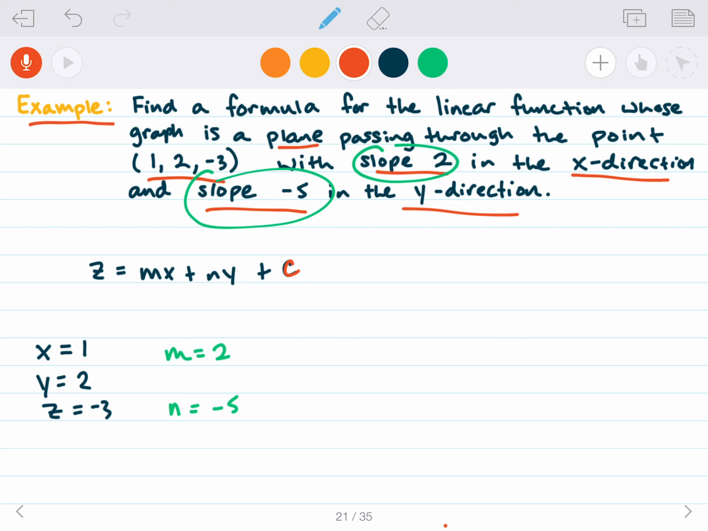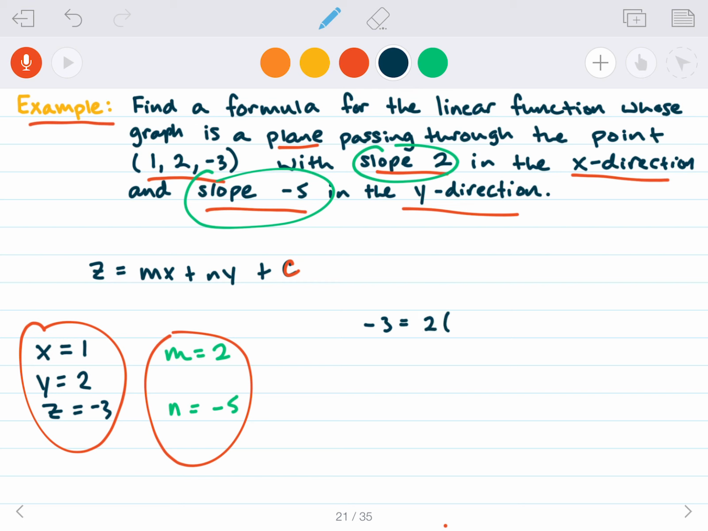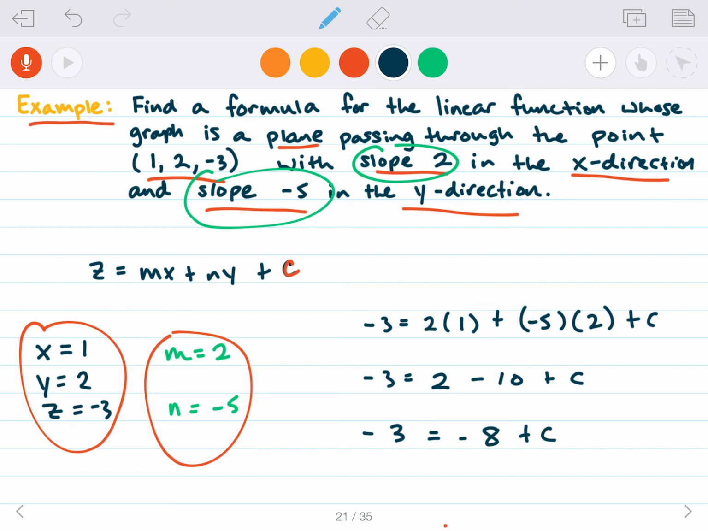To do that, we can just plug in all of these values into this equation and solve for c. So let's go ahead and do that. We have negative 3 equals m times x plus negative 5 times 2 plus c. Simplifying this out, we get negative 10 plus c. So we have negative 3 equals negative 8 plus c. Add 8 to both sides, and we get that c is equal to 5.